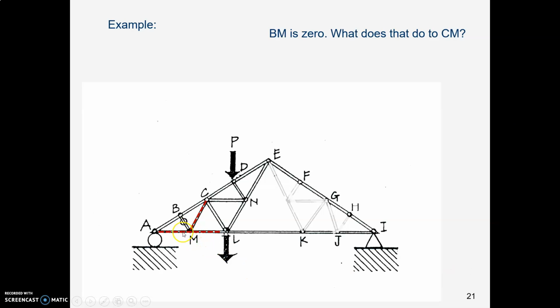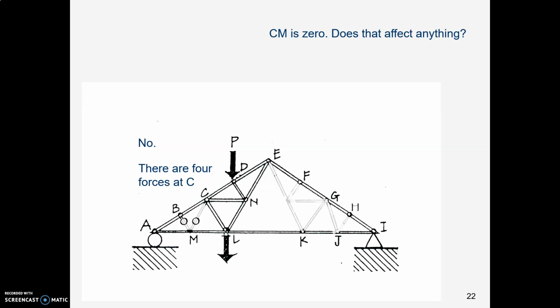That leaves us with, at joint M, 3 forces in that joint. 2 of them are in a straight line. The third one must be 0. Okay, what does that do to another member? Does that affect anything? No. Why not? Because now at joint C there are 4 forces, and 4 forces is too many to have any 0 things. You can only have 3 forces in order to have this thing work. There are 4 forces up here, so no go.